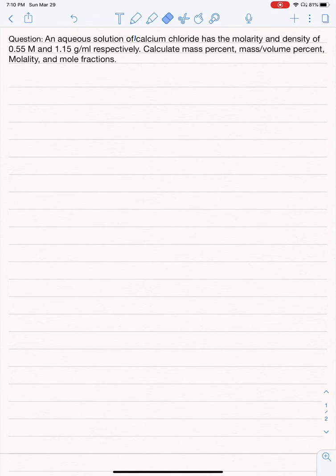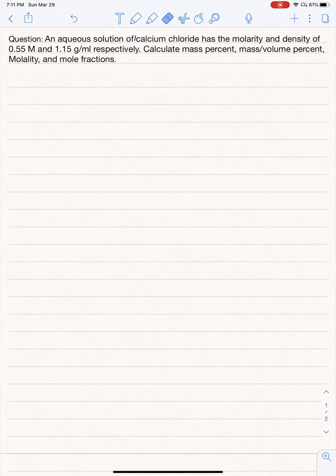Alright, in this video we're going to solve this problem. The question says an aqueous solution of calcium chloride has the molarity and density of 0.55 molar and 1.15 grams per milliliters respectively. Calculate the mass percent, the mass volume percent, the molality, and the mole fraction.